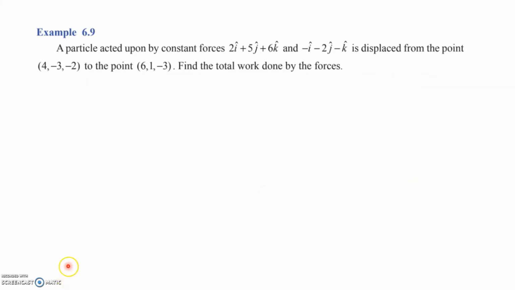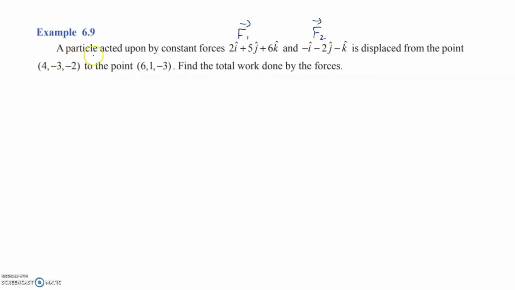Let's look at an example. A particle acted upon by constant forces 2i cap plus 5j cap plus 6k cap and minus i cap minus 2j cap minus k cap. So we have two forces acting here. Let's call each of them F1 vector and F2 vector.